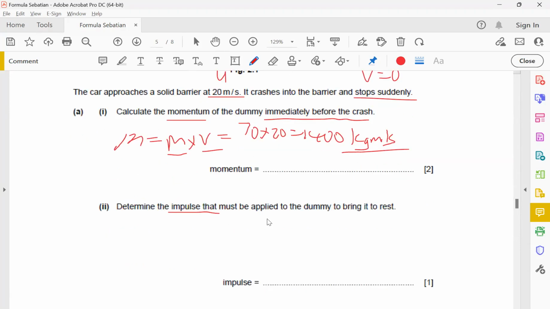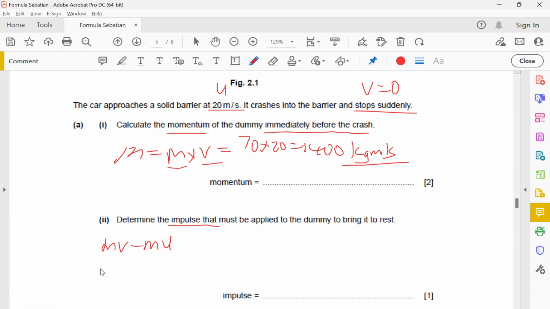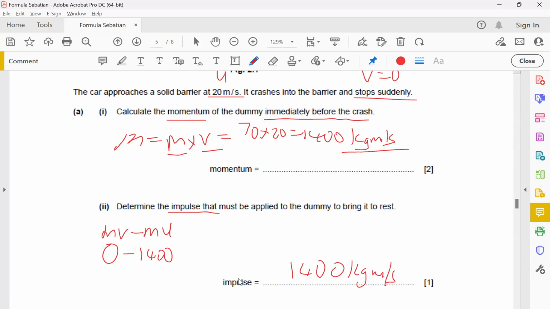Now after that, they say determine the impulse that must be applied to the dummy to bring it to rest. Looking at this scenario here, the impulse formula is obviously mv minus mu, right? Because you don't have force, nor do you have time. And I know for a fact that eventually the v will be 0 minus your 1,400. So for your impulse here, you don't have to write negative 1,400. You can still write 1,400 kg m/s, because here, this is the explanation, guys.